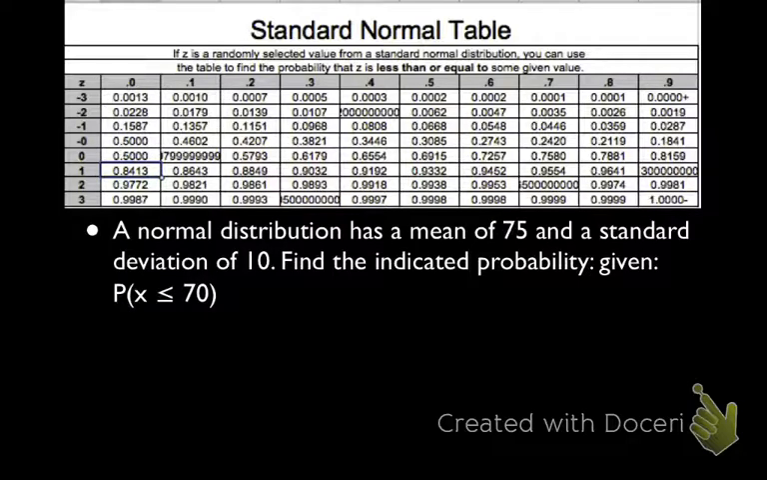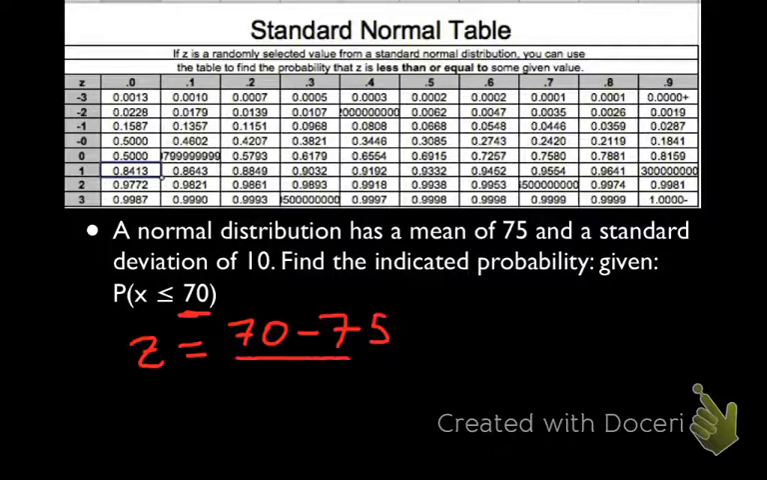So let's go find the z-score first. Z equals whatever our x value is. Well, that's 70 in this example. Our given x is 70. 70 minus 75. The order is really important because remember, there's a difference between a negative z-score and a positive z-score. So 70 minus 75 divided by my standard deviation, which was 10, gives me a z-score of what?